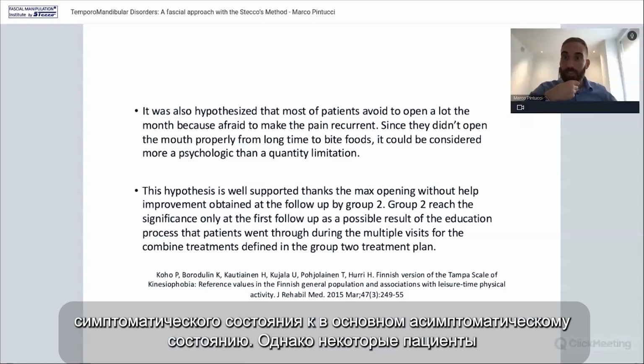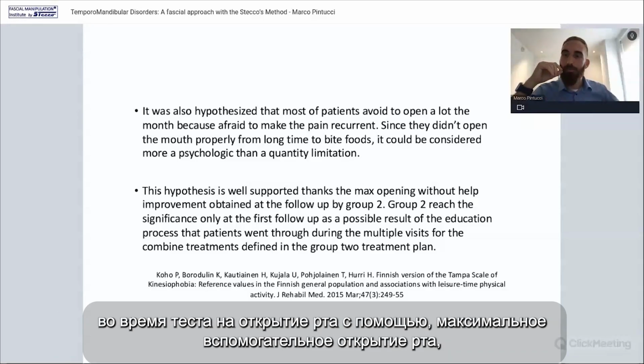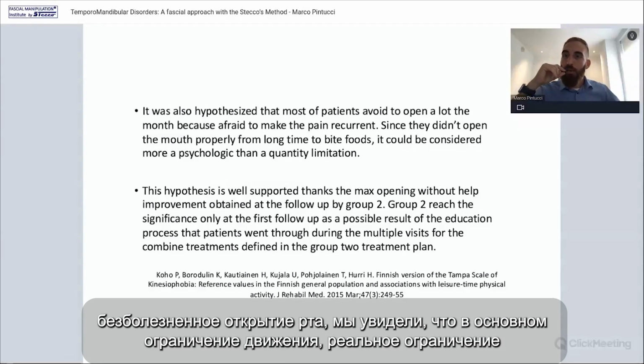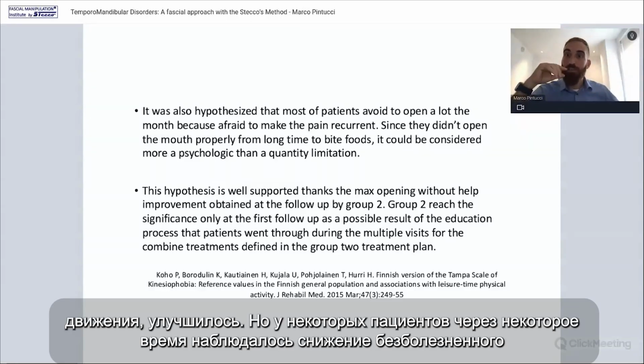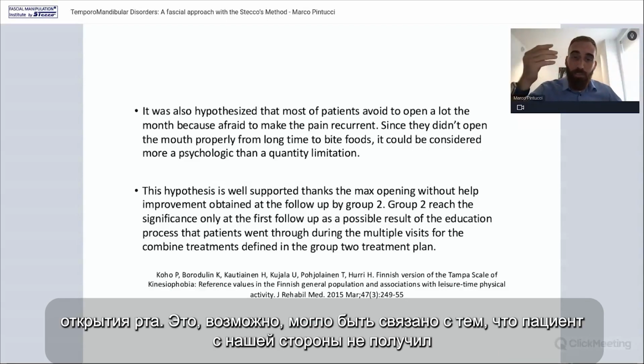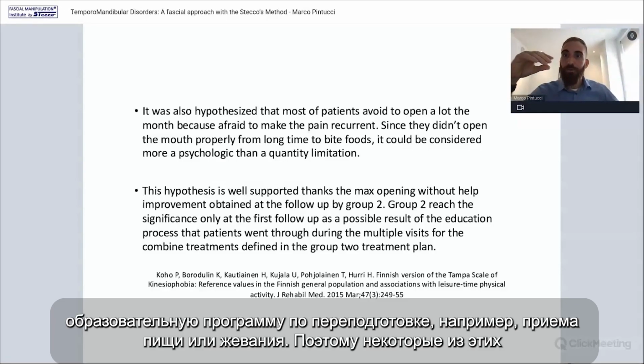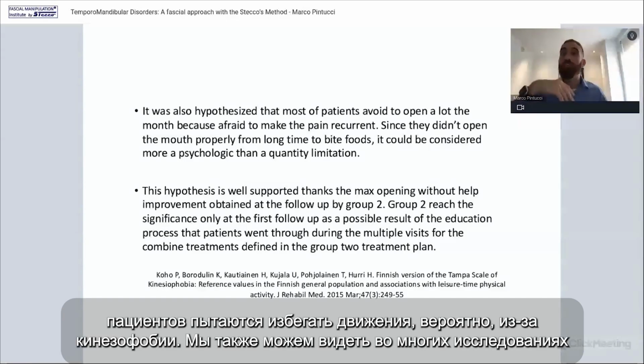However, during the tests for the assisted opening, the maximum assisted opening, the pain-free opening, we saw that the real limitation of the movement improved, but some of the patients, after a while, had a drop in the pain-free opening. This possibly could be due to the fact that the patients in our study did not receive an educational program for retraining, for example, of eating or chewing. So some of these patients try to avoid movement, probably because of kinesiophobia.